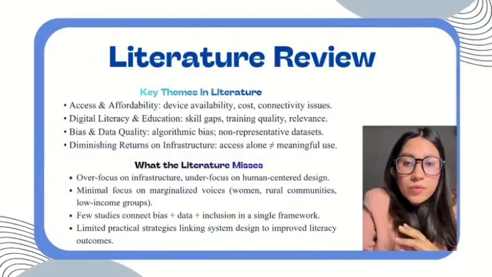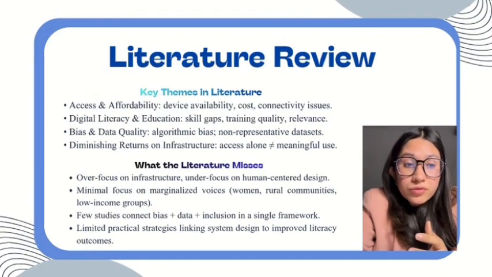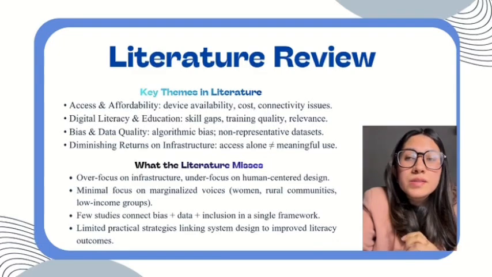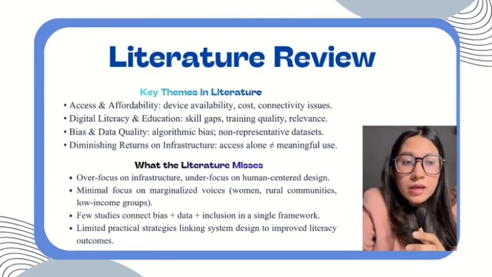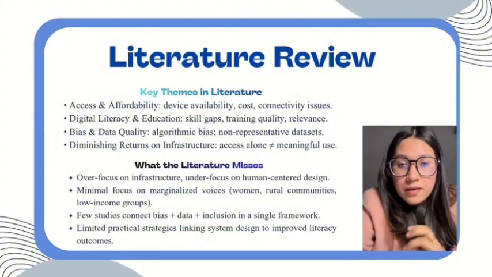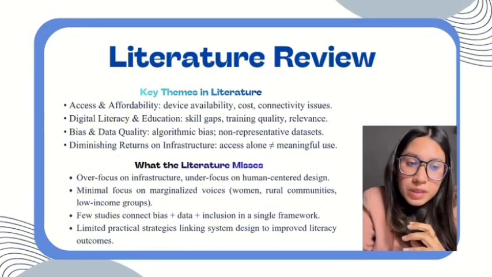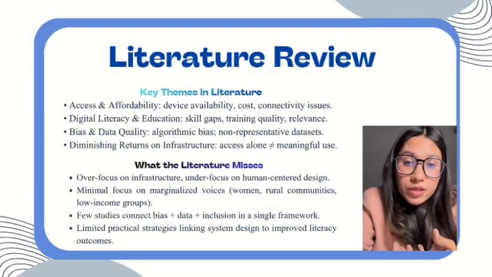So from the literature review, we got some key points: access and affordability, where device availability and cost of connectivity issues have been seen. Then digital literacy and education, like skill gaps, and training quality and relevance. Bias and data quality, algorithm bias, and non-representative data sets have been seen. Then diminishing returns of infrastructure has been mentioned, like access alone is not meaningful use.